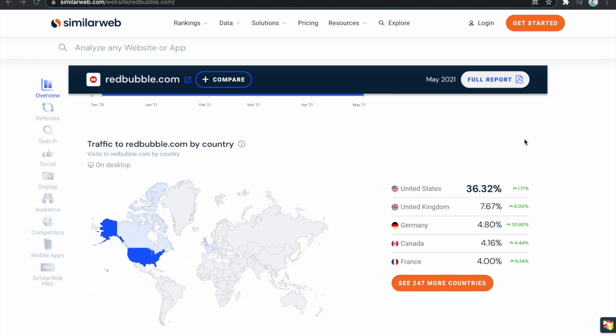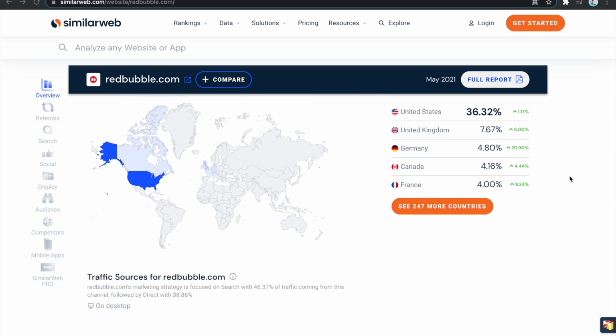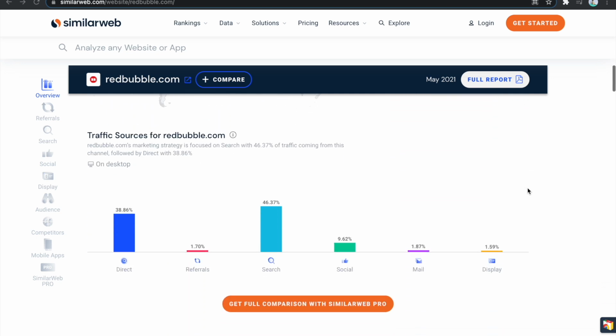36.32% of all the people who go to Redbubble are from the United States, 7.67% from the United Kingdom, 4.8% from Germany, 4.16% from Canada, and 4% from France. You can also see the other countries here, but note that there is a significant rise within the European Union, as well as in the UK, to go and purchase from Redbubble, as Germany rose 20%, and France and the United Kingdom rose around 9% in how much they go to Redbubble.